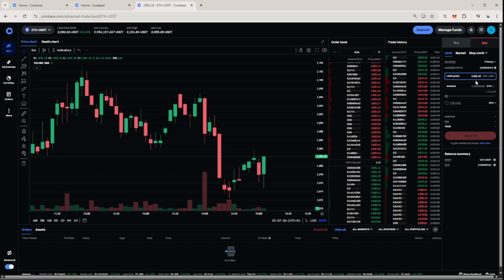Consider selling in portions if you want to manage risk. Instead of unloading everything at once, break the sale into smaller amounts. This approach can help you average out sudden price swings and reduce the impact of one unlucky fill.